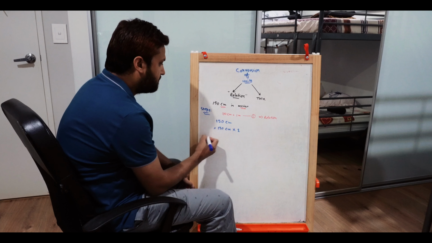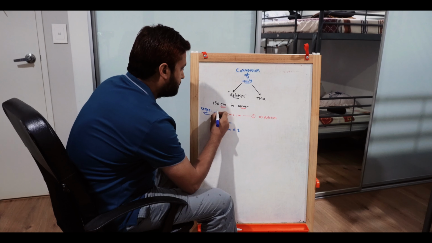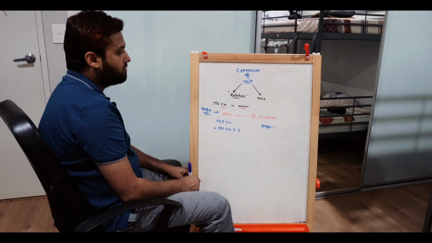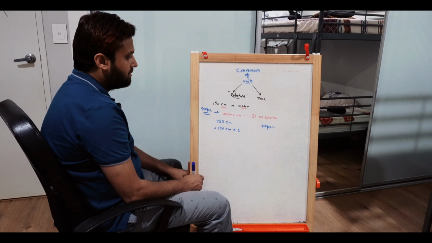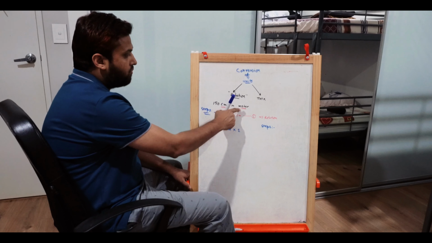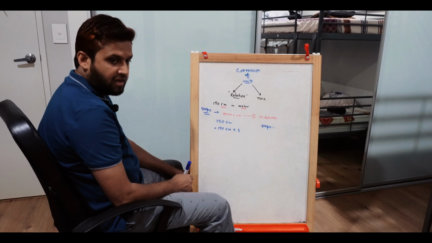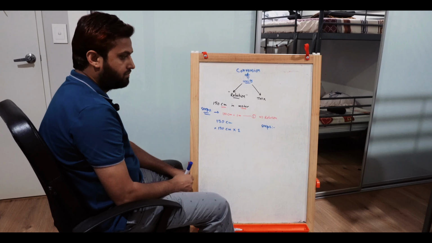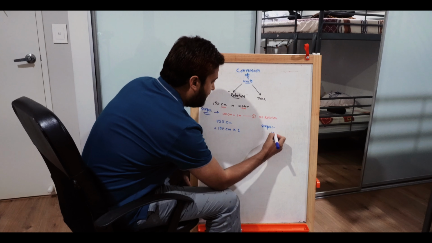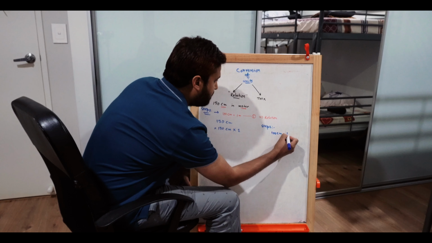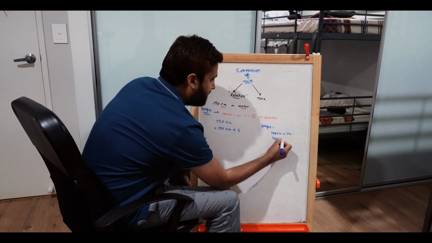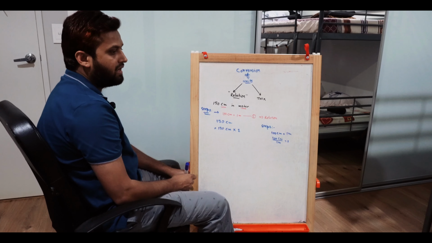Now, in step 2, whatever unit you want in the answer, you have to keep it on top. So you will say like this: 100 centimeter equals 1 meter. It means 100 centimeter divided by 1 meter equals 1. Can I write like that? Yes.